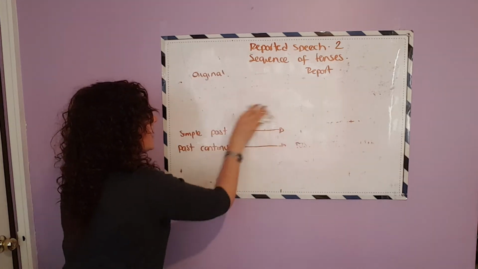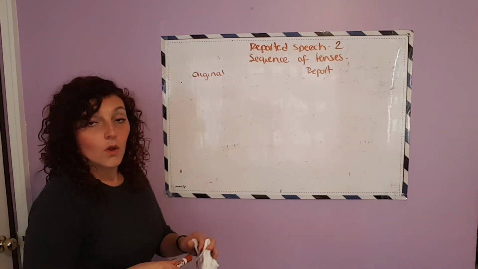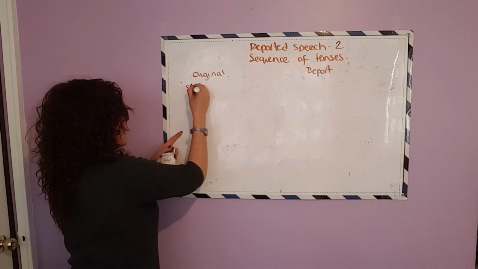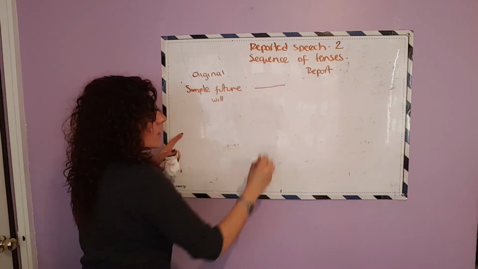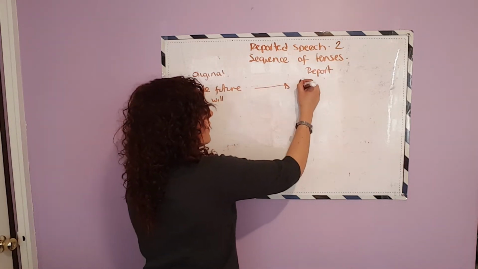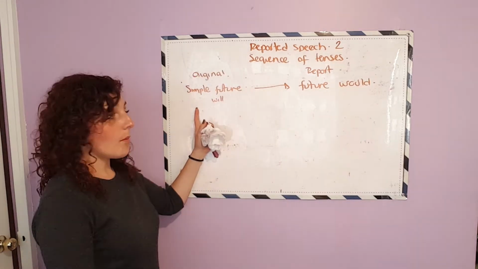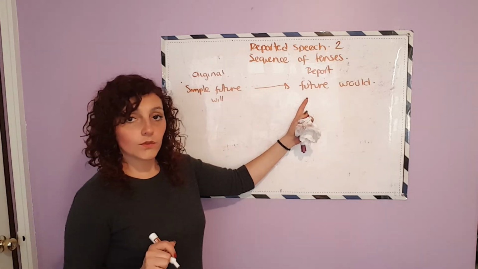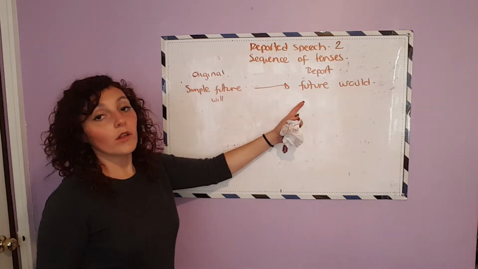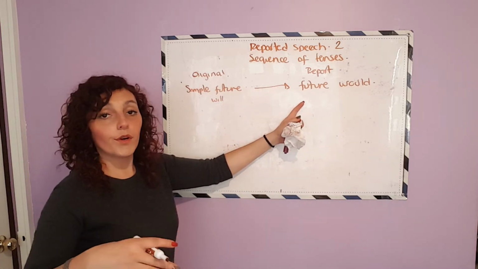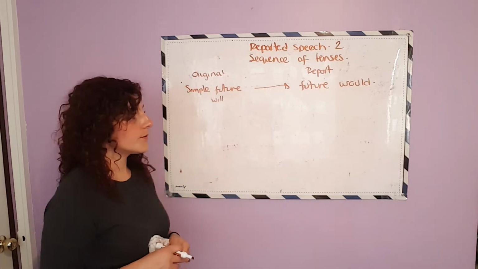Then, if in your original you use will, which is simple future with will, then in your report you have to use the future but with would, right? I will go to a party. She said she would go to a party. My sister will dance with me. She told me her sister would dance with her. When you use will or would, your verb is in simple form, right?